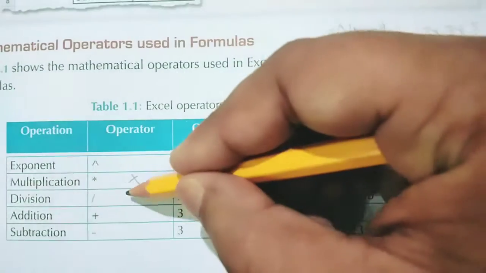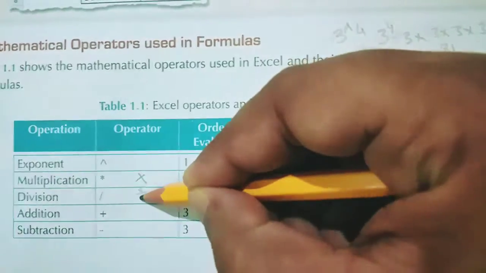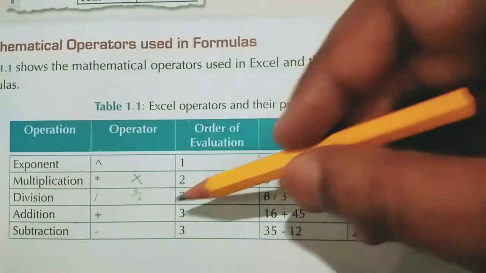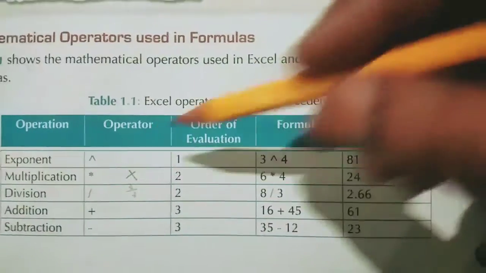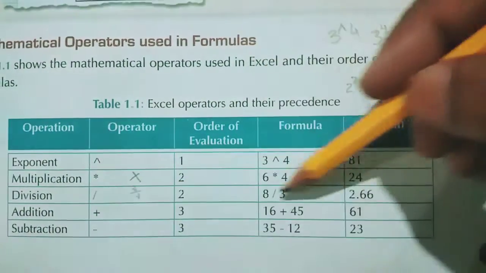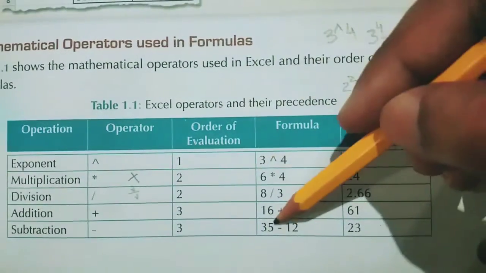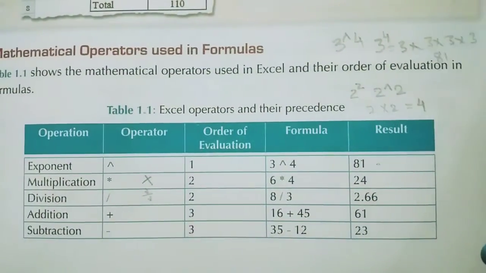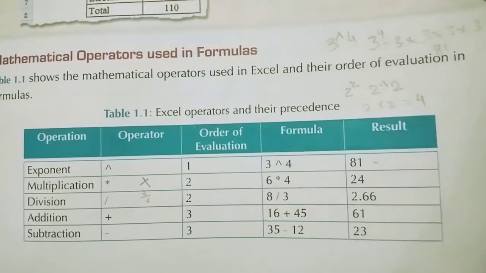Division. So in maths we write division like this and like this also, right? This is the divide sign. Then 8 divided by 3. So here 2.6 is coming. Addition, you know, plus. So 16 plus 45, 61. Subtraction is minus. 35 minus 12, 23. So in this way, these operators are used in Excel. So let's go to next page.